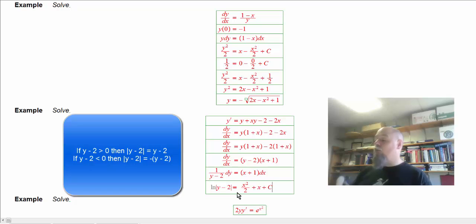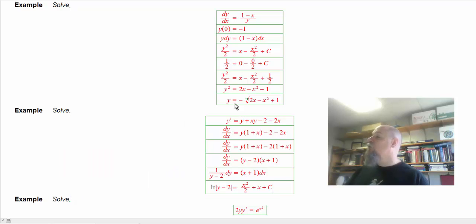If, on the other hand, they told me that the initial condition was x equal to 0 and y equal to 1, in that case the 1 minus 2 would be negative, so I would replace those absolute value bars with minus a bracket. So I'm picking a side. These absolute value bars are either doing nothing if y minus 2 is positive, or they're multiplying that whole y minus 2 expression by minus 1. Just like we picked a side up here in the previous example, whether we picked a positive square root or a negative square root.